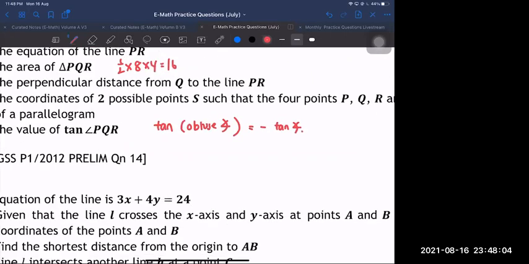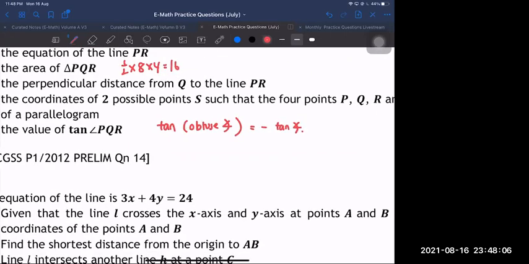Okay, so tangent of an obtuse angle is the negative of the angle. Just remember that it is negative. For those that take AMF, you will know the reason why this is negative. But for those that do not take AMF, just remember that tangent is also negative. Sine is positive, cosine is negative, tangent is negative.